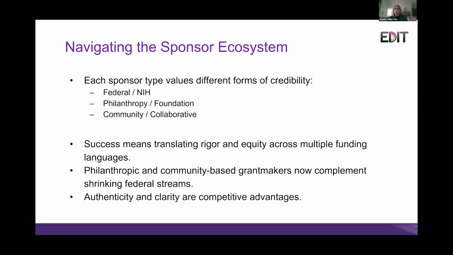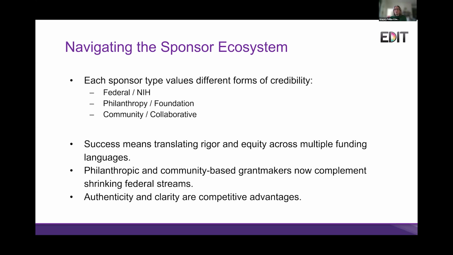Success in your partnership usually means focusing on how you can translate the rigor and equity that you value into how you write about it for different funding languages. The content of a grant proposal for NIH is going to be very different from one for a foundation.